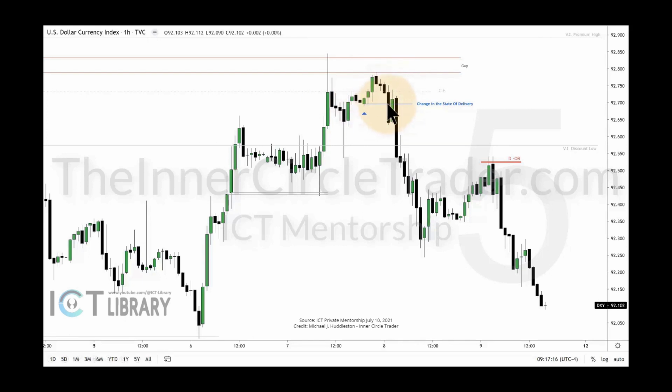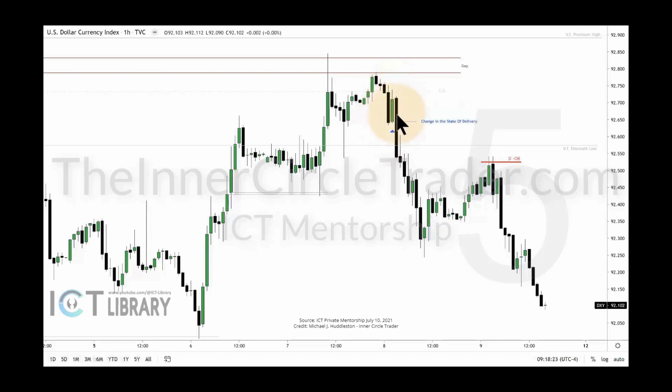But this change in the state of delivery, the algorithm is now changing gears and now moving the price lower. Not buyers coming in or sellers coming in and influencing the market because of their pressure. That's not what this is. It's the changing of the state of delivery, which occurs right there. Now, that's not the only one. You have a secondary one right here.